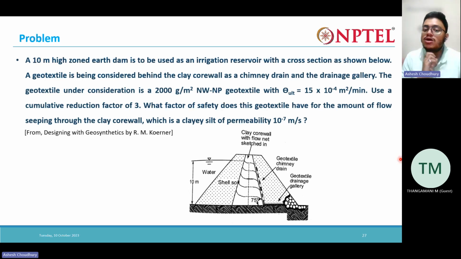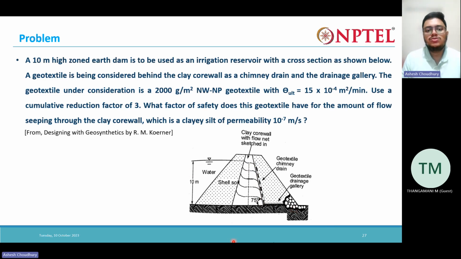Then we solved some problems regarding this drainage function. So here you can see we have an earthen dam. In the earthen dam, we have a clay core. And in that clay core, we are providing a geotextile here, so that the water that will seep inside should flow through this geotextile and then ultimately drain out.